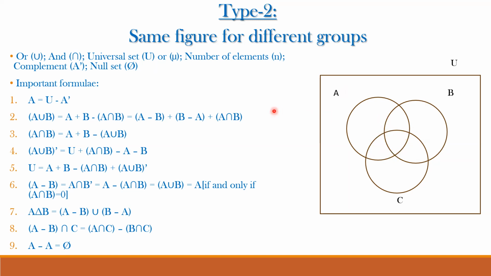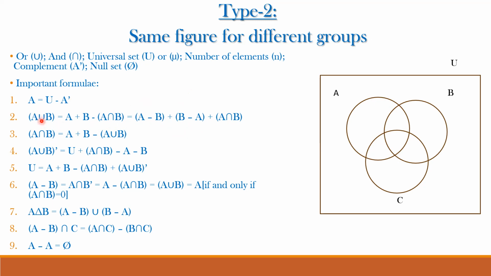Next is A union B, that is A plus B minus A intersection B, the most commonly used formula everywhere. When you're taking the entire A and entire B, the intersection is considered twice, so minus one time the intersection. That is also the same as A minus B plus B minus A plus A intersection B. You will understand this better once we start the difference of sets. A minus B is nothing but the difference of sets.